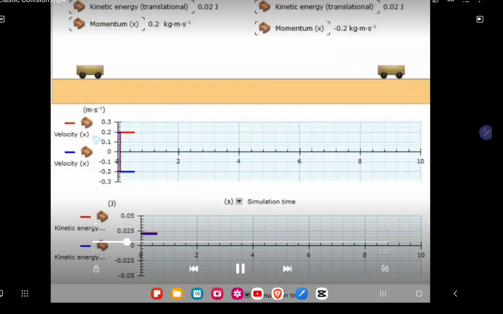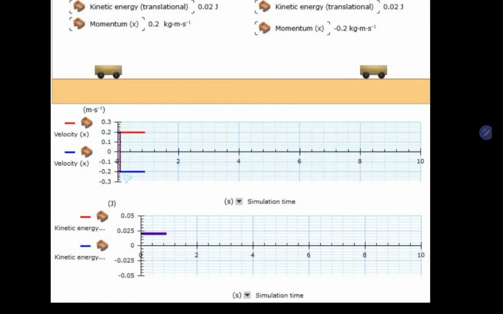Now let's see here. As we can see, the velocity is constant for the first car and for the second car, and the kinetic energy is the same for both cars. It's not changing at all. So this is before the collision.